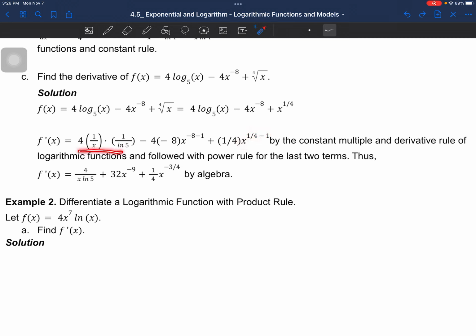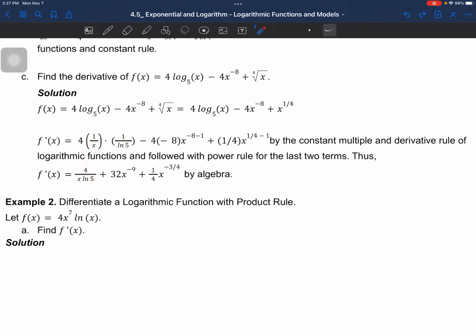For this one, we bring down the power and then subtract 1 from the exponent. Power rule: bring down the power and subtract 1. And that's it. We use the constant multiple rule along with the derivative of the log function, and then for these two, we ended up using the power rule. And that was it, we already took the derivative.